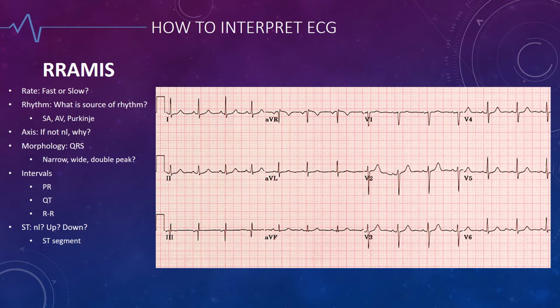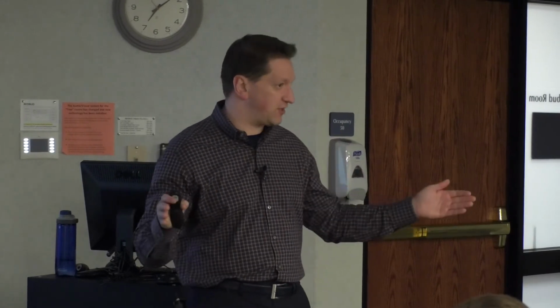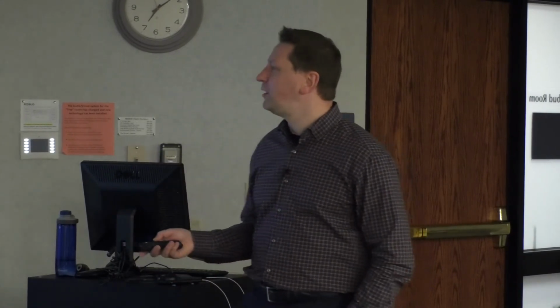Intervals. The PR interval should be between 3 and 5 small boxes. I'm trying to make this easy for you. You only have to remember one thing, 3 to 5, okay? 3 to 5 big boxes for the QRS, 3 to 5 small boxes for the PR interval. If it's more than 5 small boxes, you have type 1 AV block, PR prolongation, okay? The QT interval is from the start of the QRS to the end of the T wave.